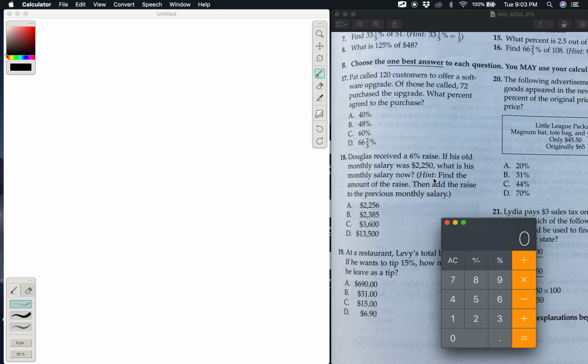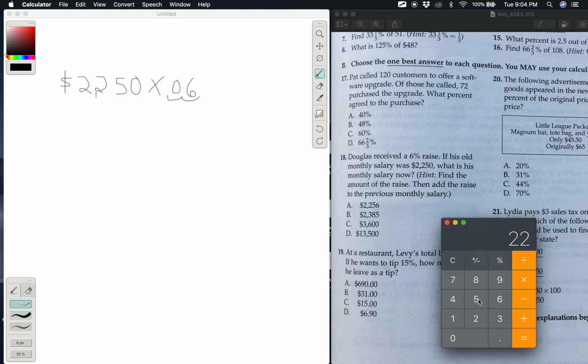Okay, so hint: find the amount of the raise, then add the raise to the previous monthly salary. So we know we need to see what the percent of 2,250 is. So that's the rate. So base times rate, 2,250. We are dealing in currency here. Times 6%. Remember, percent we need to move over twice. Now we have 0.06. If you move it over twice to the left, you do need to make sure you add a 0 because that does change the value of this number. Very important.